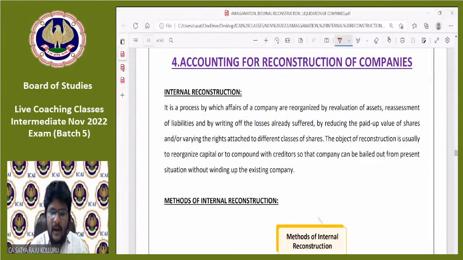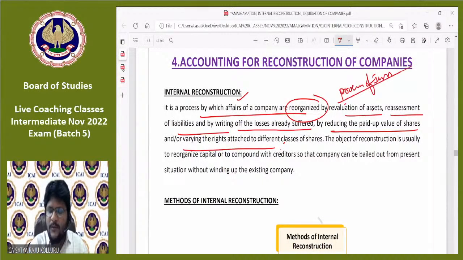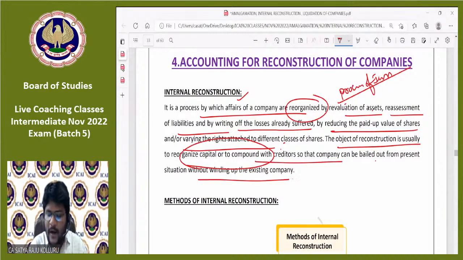Now, can you please tell me, guys, what happens in case of internal reconstruction? It is a process by which affairs of the company are reorganized by the revaluation of assets, reassessment of liabilities, and by writing off the losses already suffered. That is, to write off P&L account debit balance by reducing the paid up value of the shares and varying the rights attached to different classes of shares. All such issues we saw under the procedure of internal reconstruction. The object of reconstruction is usually to reorganize capital or to compound with creditors so that the company can be bailed out from the present situation without winding up the existing company.